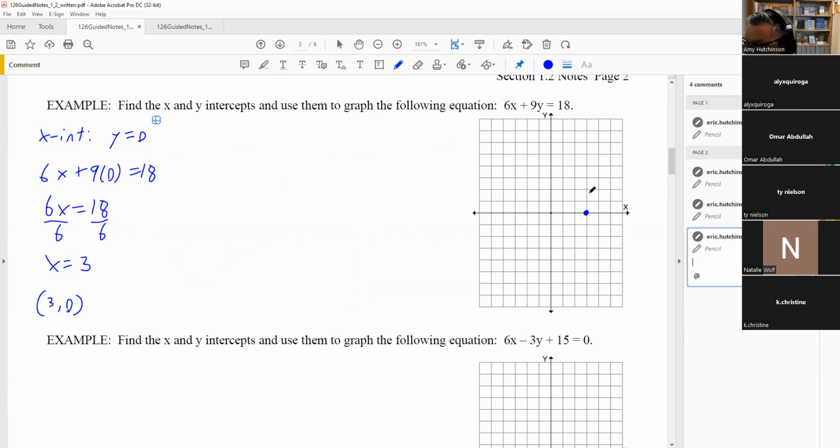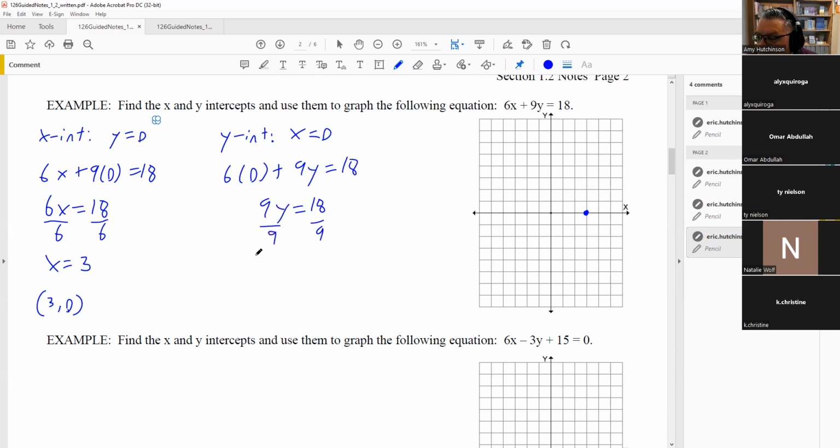Okay, so next we're going to find the y-intercept, and that's where we put in a 0 for x. So 6 times 0 plus 9y equals 18. 6 times 0 is 0. That goes away. We get 9y equals 18. Divide both sides by 9, and we get y is equal to 2. As a coordinate, that's going to be 0 first because the x is 0, then 2. So (0, 2), that's going to go right here.